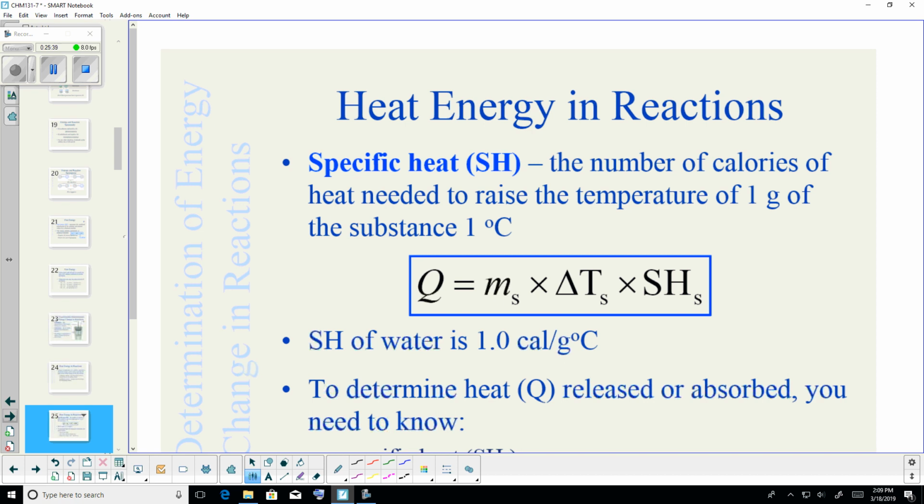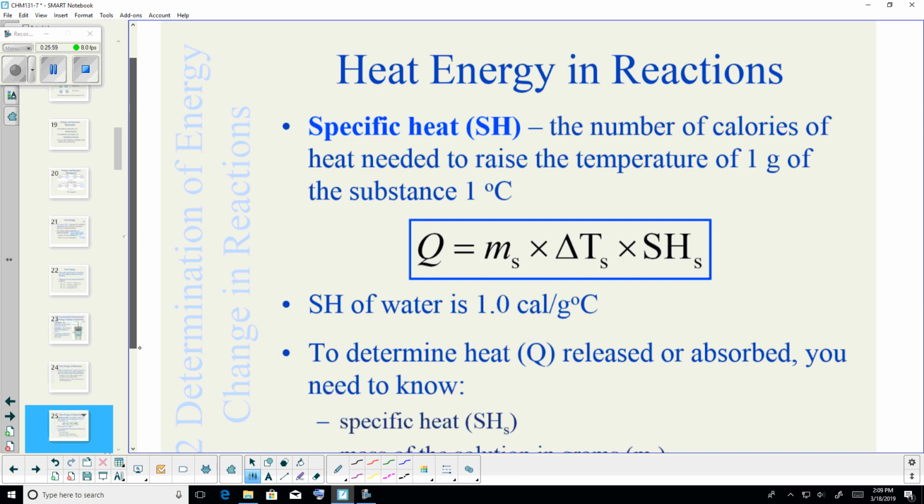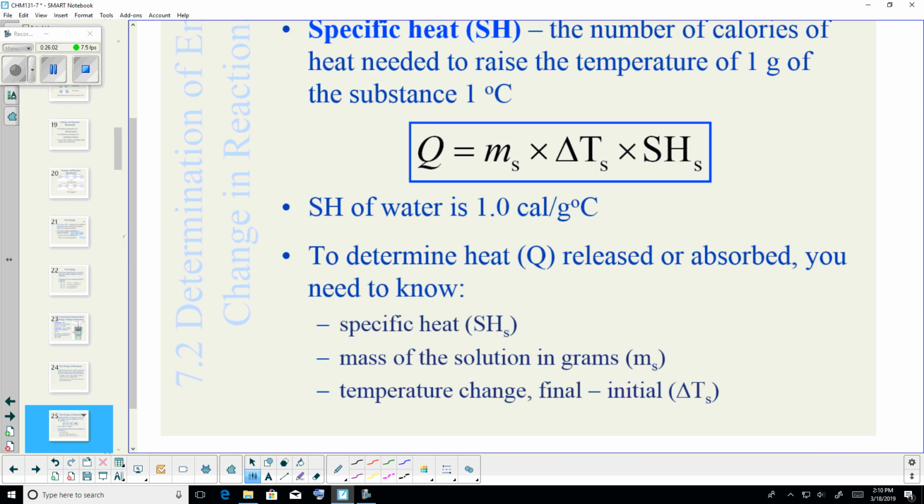So if I take 1 milliliter of water at, let's say, 24 degrees C, that's 1 gram, because density of water is 1 gram per milliliter, heat it till it gets to be 25 degrees C, I've spent 1 calorie. So to determine the heat released or absorbed in a reaction, you need to know the specific heat, the mass of the solution in grams, and the temperature change, final minus initial.